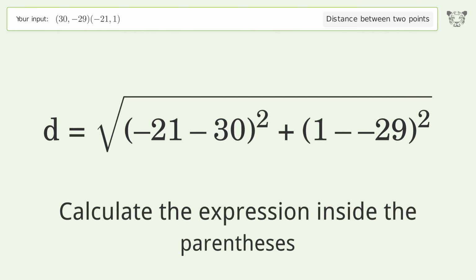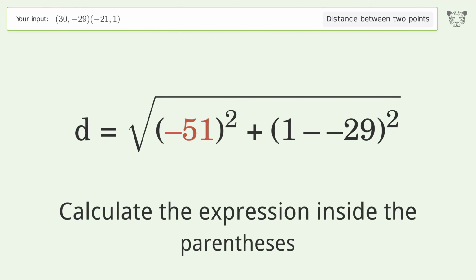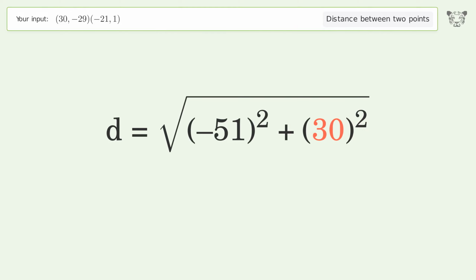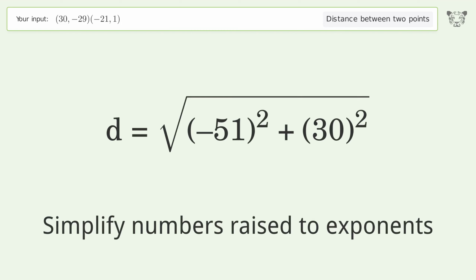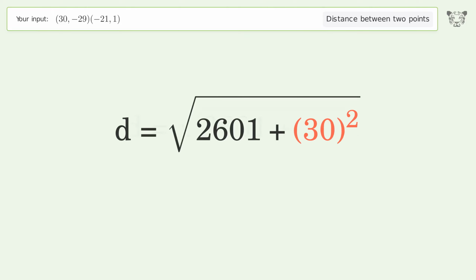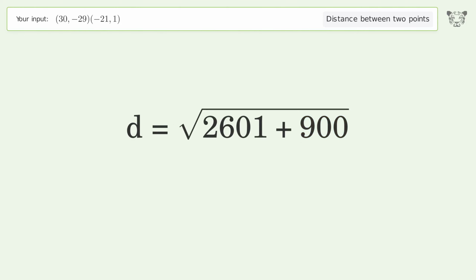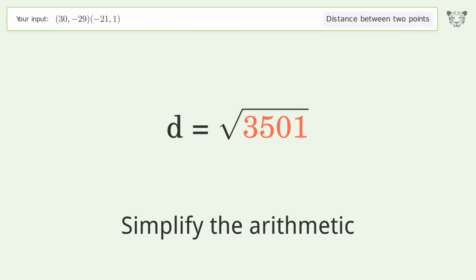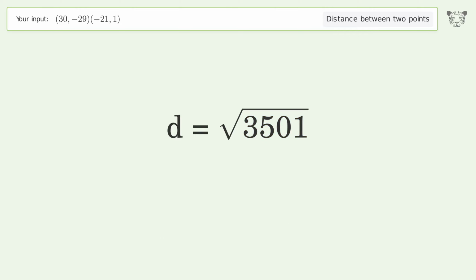Calculate the expression inside the parentheses. Simplify numbers raised to exponents. Simplify the arithmetic. And so the distance between the 2 points is the square root of 3501, or 59.169.